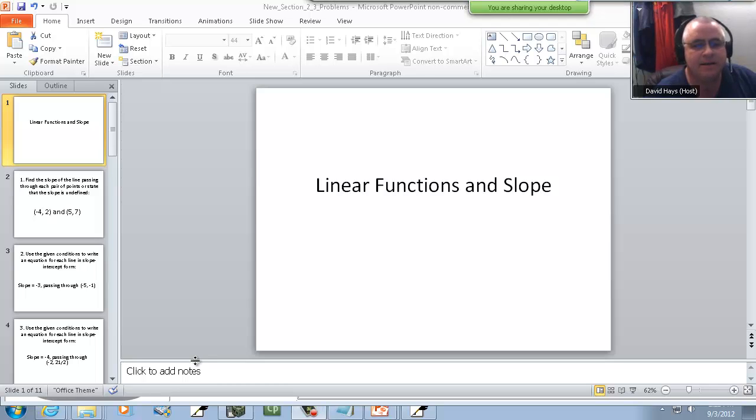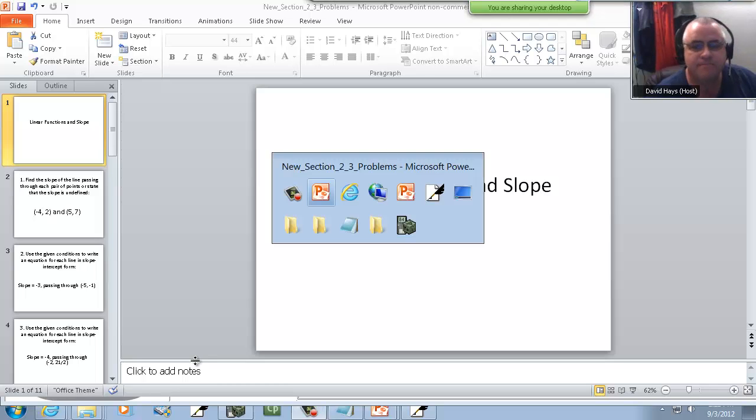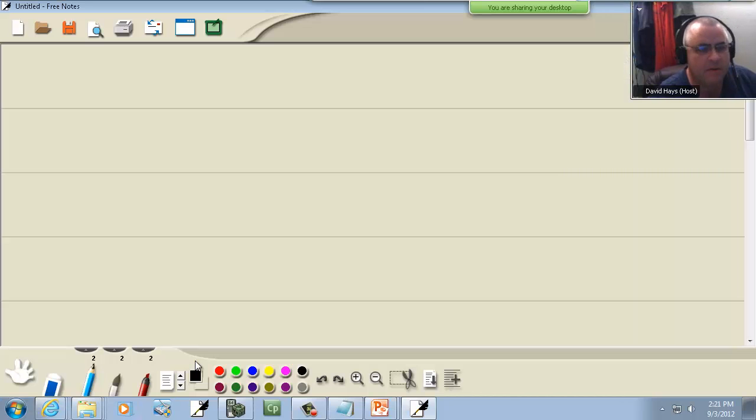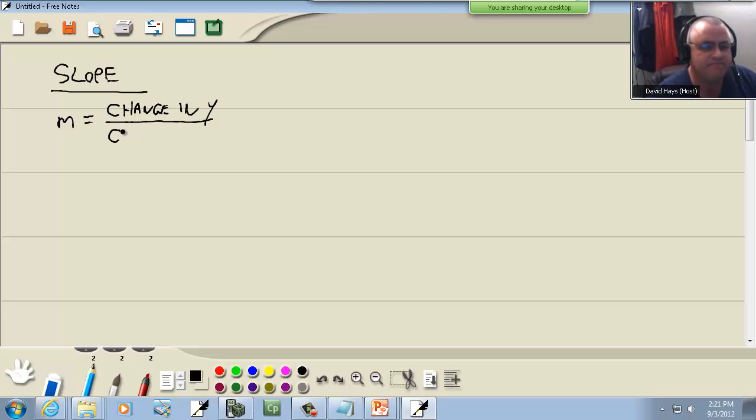Let's take a look at linear functions and slope. And the first thing we'll take a look at is slope. Now slope is represented by little m, and it's the change in y over the change in x.